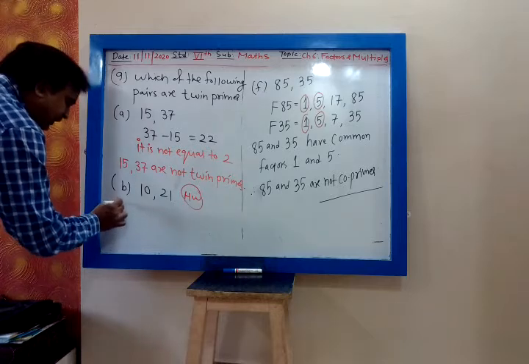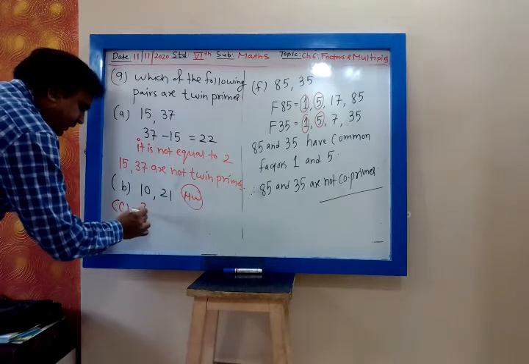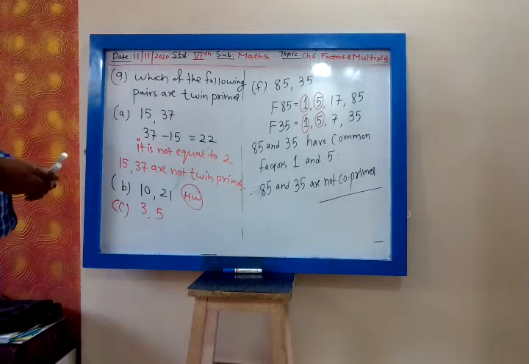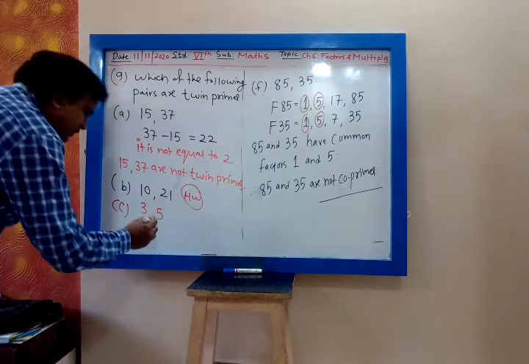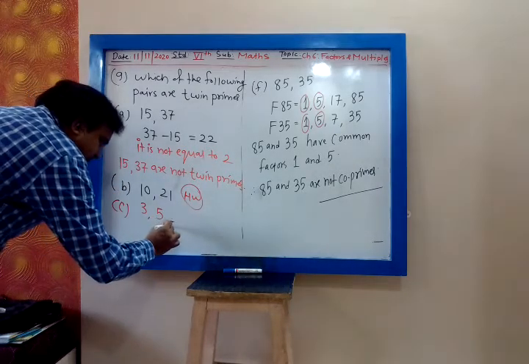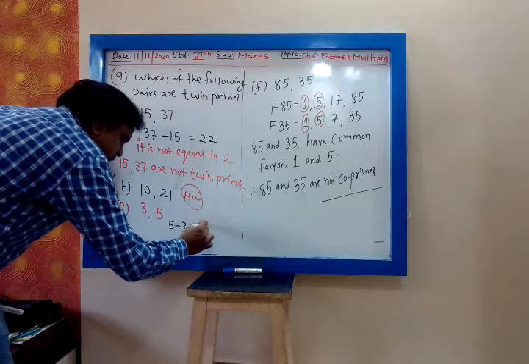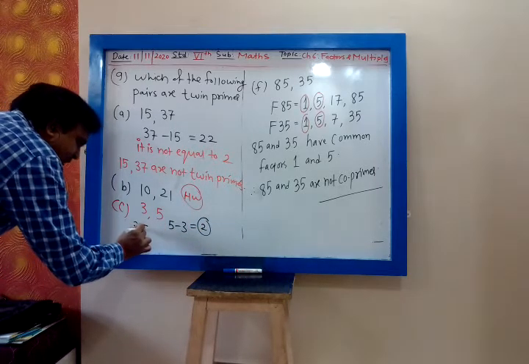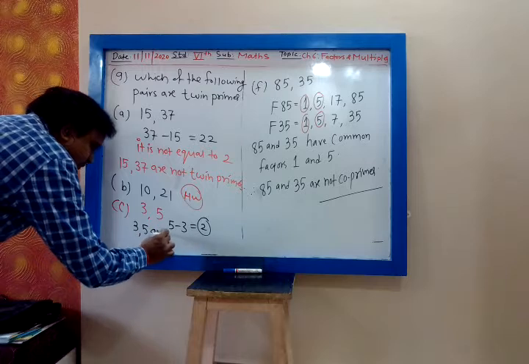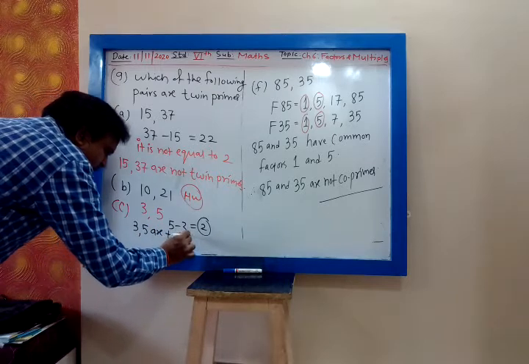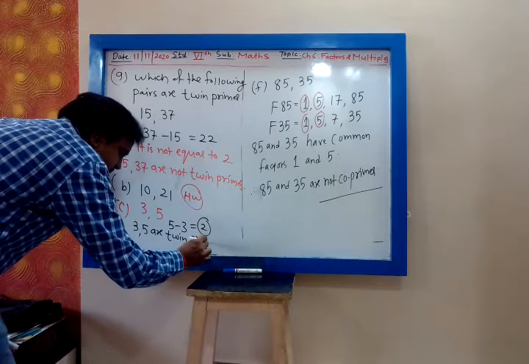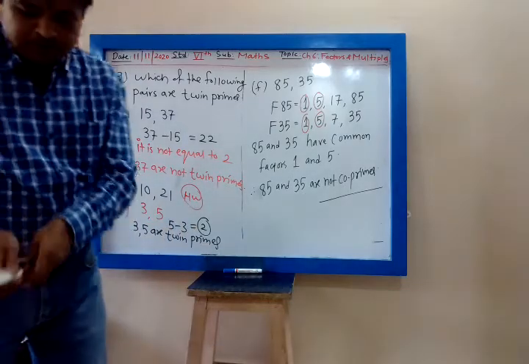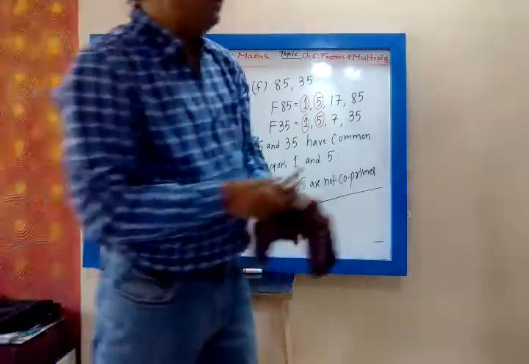Then C, 3 and 5. What is the difference of 3 and 5? 5 minus 3 is 2. The answer is 2, no? So they are twin primes. 3 and 5 are twin primes because their difference is 2.